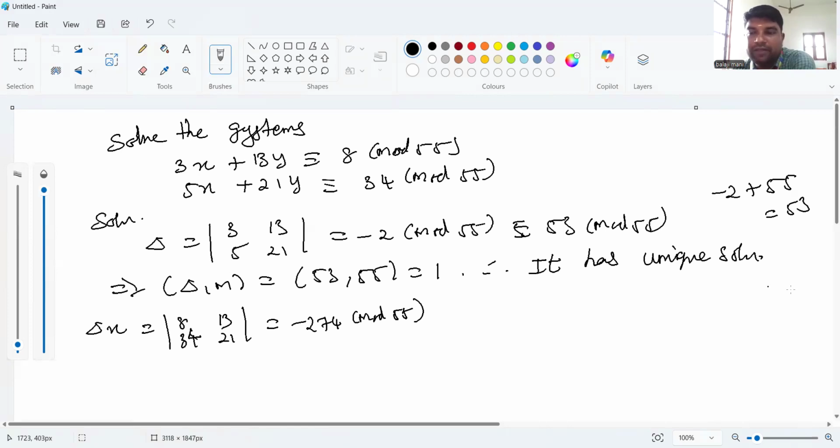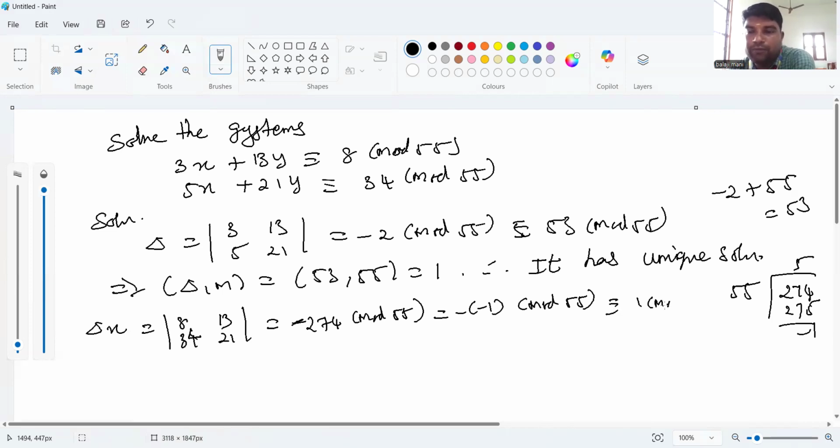So 274 we can divide by 55. I think 5 times, since 4 times does not exceed. So minus 274, 5 times 55 is 275, so minus 1. Already this minus is there, so minus of minus 1 modulo 55. So del x is congruent to 1 modulo 55.